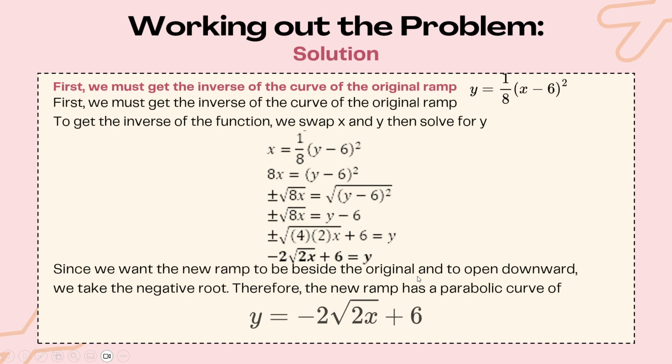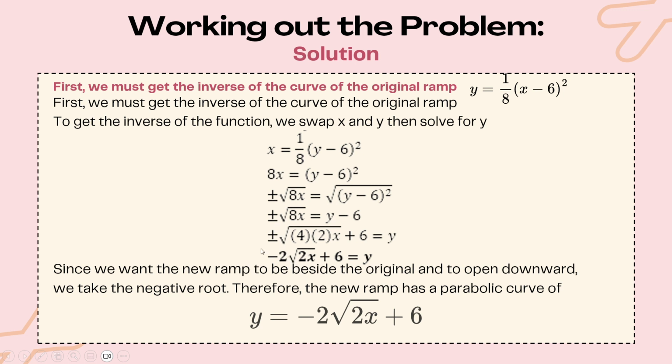To find the curve, first we must find the inverse of the original curve of the ramp, which is y equals 1 over 8 times (x minus 6) squared. To solve for the inverse, we must swap x with y, then solve for y. So we swap x and y, then we multiply both sides by 8 to get rid of 1 over 8. Then we square both sides. Then we add positive 6 to both sides. Then we simplify the square root of 8x, which is going to be 2 square root of 2x, plus 6.